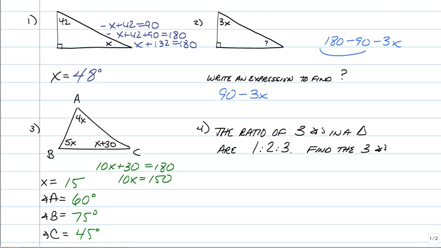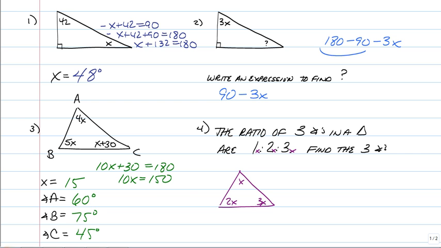Last one for now is the ratio of three angles in a triangle are 1 to 2 to 3. So we're going to find those three angles. So what you want to do is draw yourself a picture. Now the ratio, basically you just throw an X on all of them. So this guy's 1x, this guy's 2x, and this guy's 3x, or any order you want to draw it. It really doesn't matter.